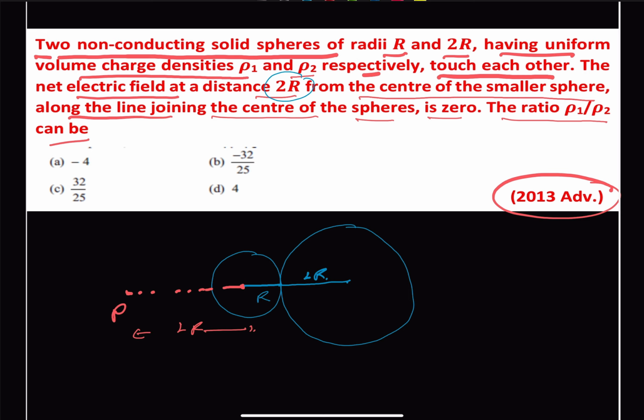But in this case it is not mentioned in which direction this point P is. Similarly, there will be another point somewhere here. Let us call this point Q, whose distance will also be equal to 2r. This is r, so this will also be r. So it means there are 2 points P and Q, and here the electric field is equal to 0. From the smaller sphere we assume that the charge is Q1, the larger charge is Q2, and sigma 1 and sigma 2 are the charge densities.